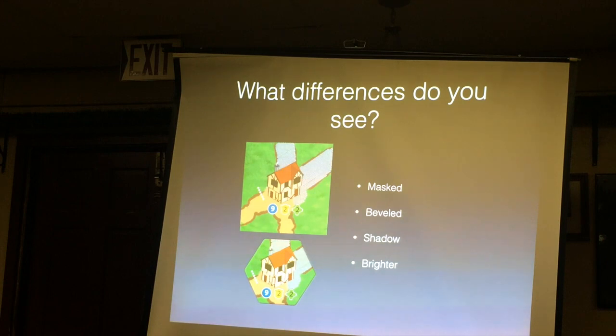It's masked so that it has a hex shape with rounded corners. It has beveled edges, so it makes it look three-dimensional a little bit, like it stands off the screen. It has a shadow on the image on the building, so the building is casting a shadow onto the ground. And then also, as I think you pointed out, the building is a little bit brighter. It's a little bit more lit up. It's like it has a light source.